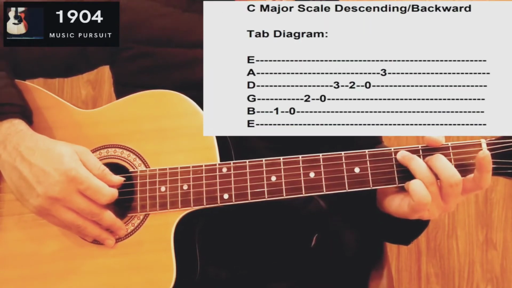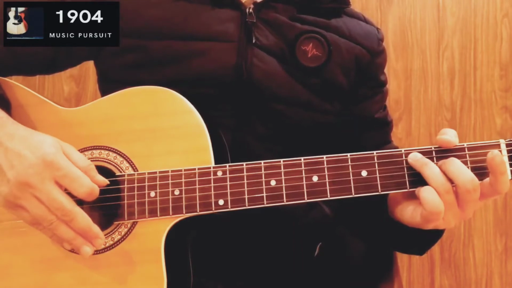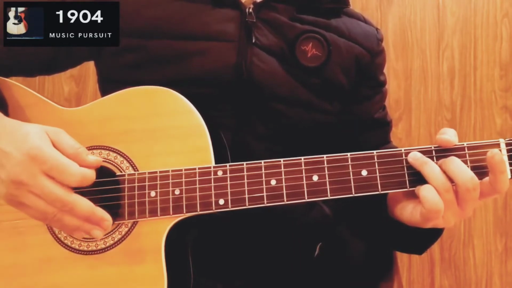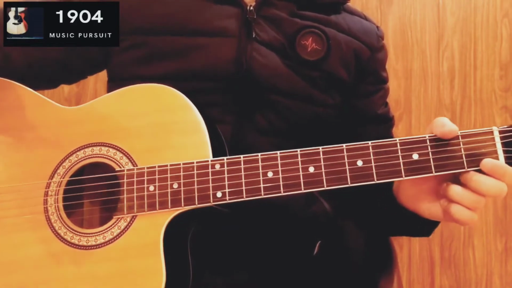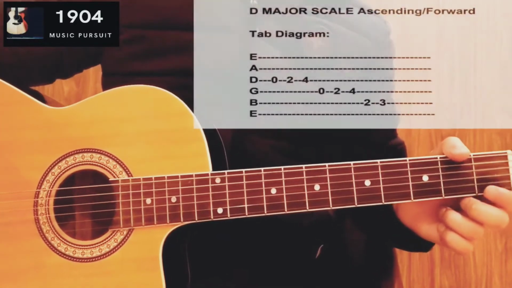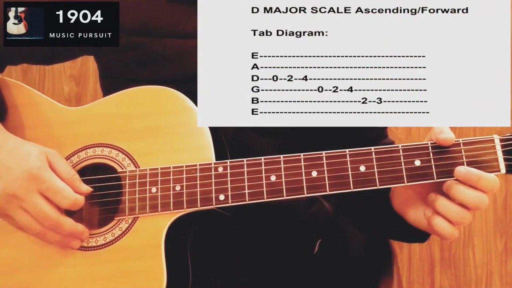On the right hand, I am using alternate picking. That is, on one note I am doing down, then on the other note I am doing up. Okay, so I am doing alternate picking. Now the next scale is D major scale. So for this, we'll start like this.